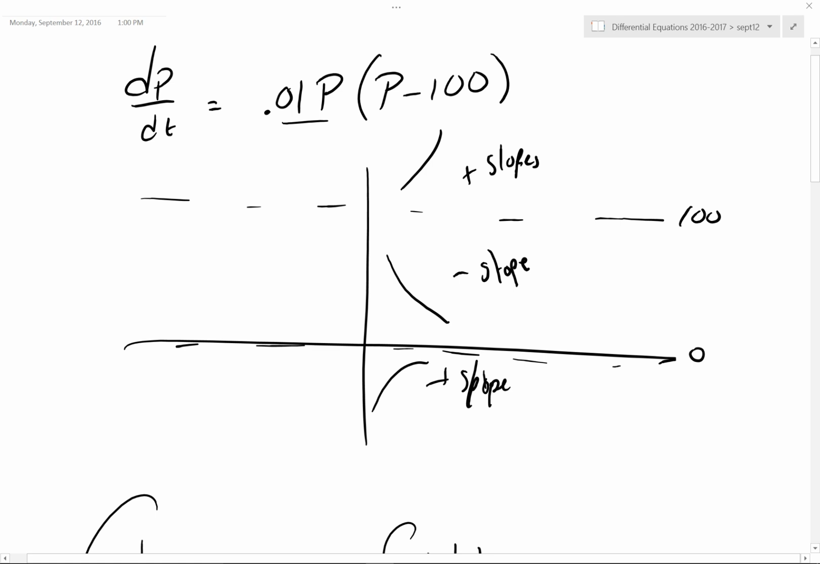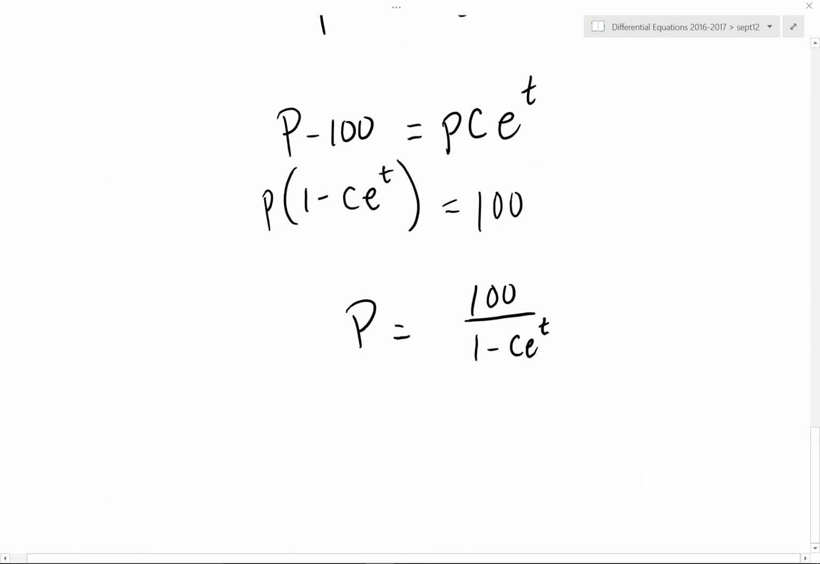So what if you have 100? Then you have like a 50-50 chance. Now, if you're at 100, theoretically nothing changes, right? Because you're at equilibrium.